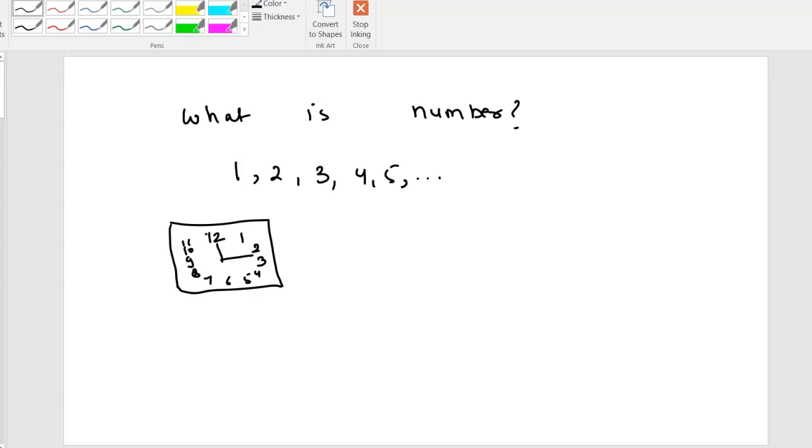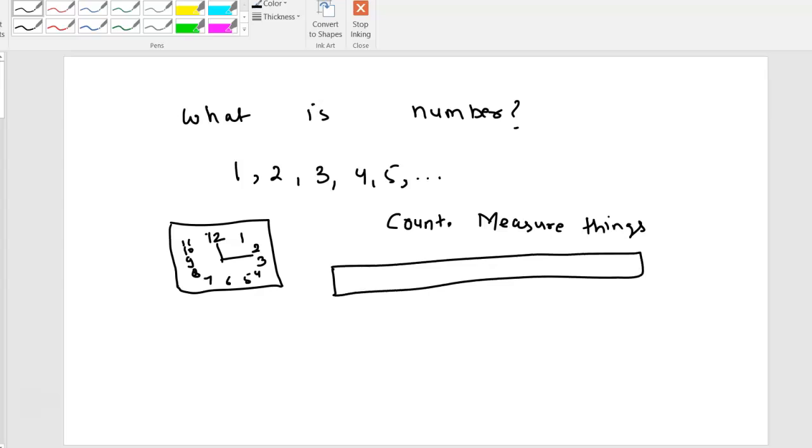You see a calendar, it has numbers on it. You see your books, they have numbers of pages on them. So why do we use numbers? We use them to count. We also use them to measure things. For example, you must have seen a ruler. It has 0, 1, 2, 3, 4, 5. Many numbers, right? These numbers are at equal distance from each other.